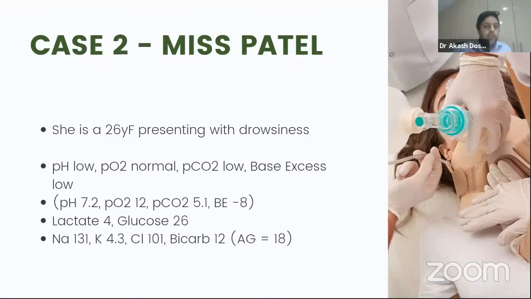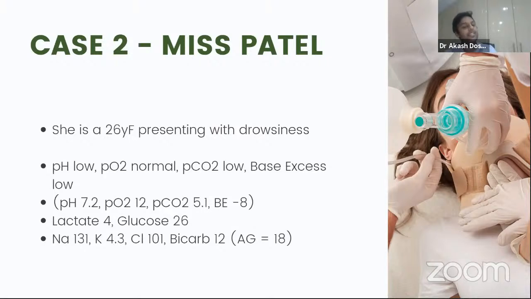Case 2, Miss Patel. Miss Patel is a 26-year-old presenting with drowsiness. So again, we are going to use the CHARMA approach. She's young and she's got drowsiness. H for hypoxia. The PO2 is normal. She is on no oxygen, despite the picture where you can quite clearly see she's on oxygen. She's not. So we're happy with that.